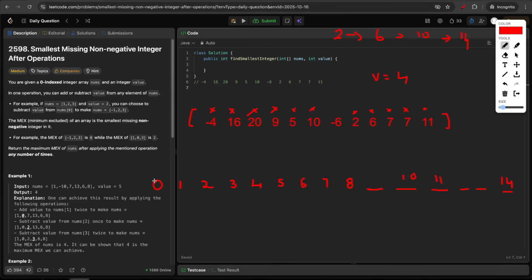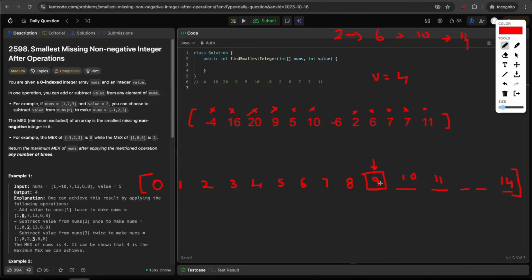So this array, we can transform it this way, such that all the numbers are as small as possible and no numbers are repeating. So once this is formed, you can just check what is the first number that is missing. That will be your answer. So in this case, our answer is 9.